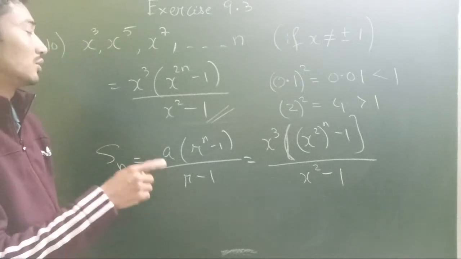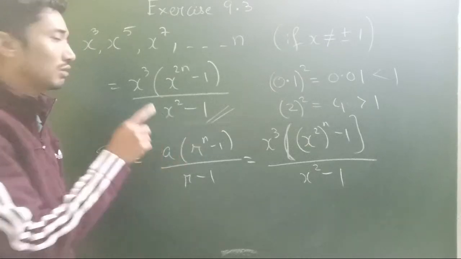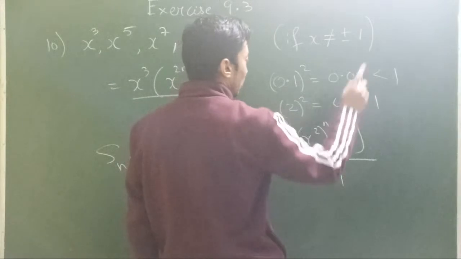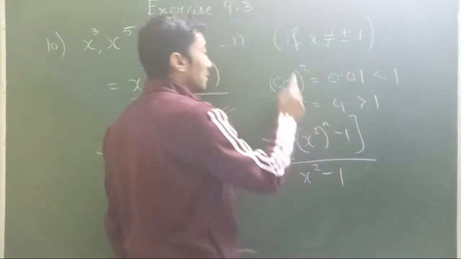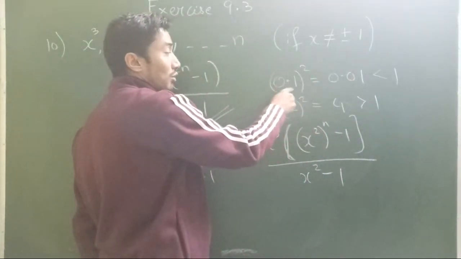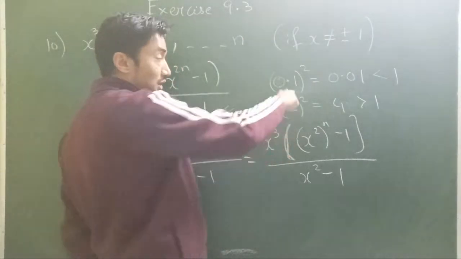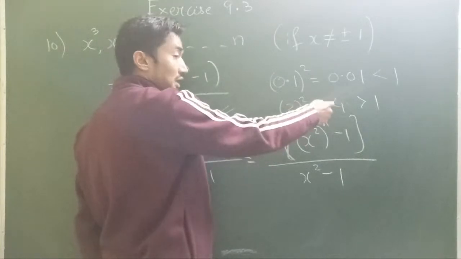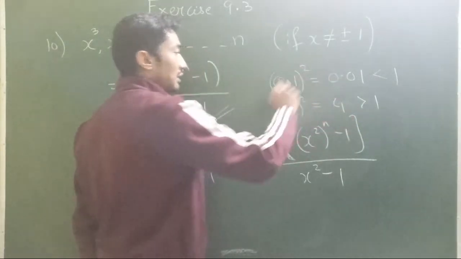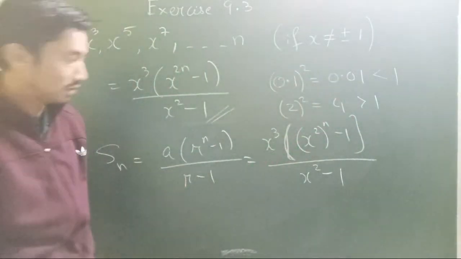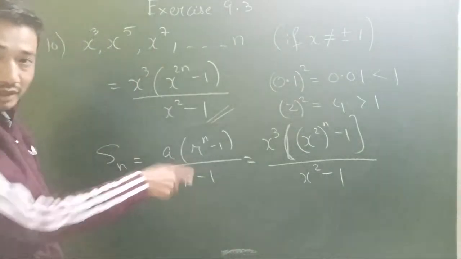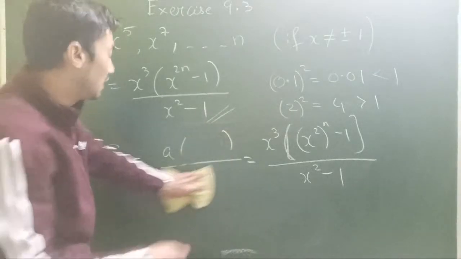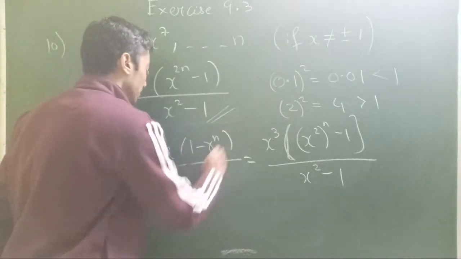Square of any number is always positive, but here we were talking about whether r is greater than or less than 1. Both can happen, because if r is 0.1, it's positive but less than 1. If r is 2, it's again positive, but greater than 1. So both are possibilities. If you want to stick to the textbook answer, no problem. You can use any one of the formulas.